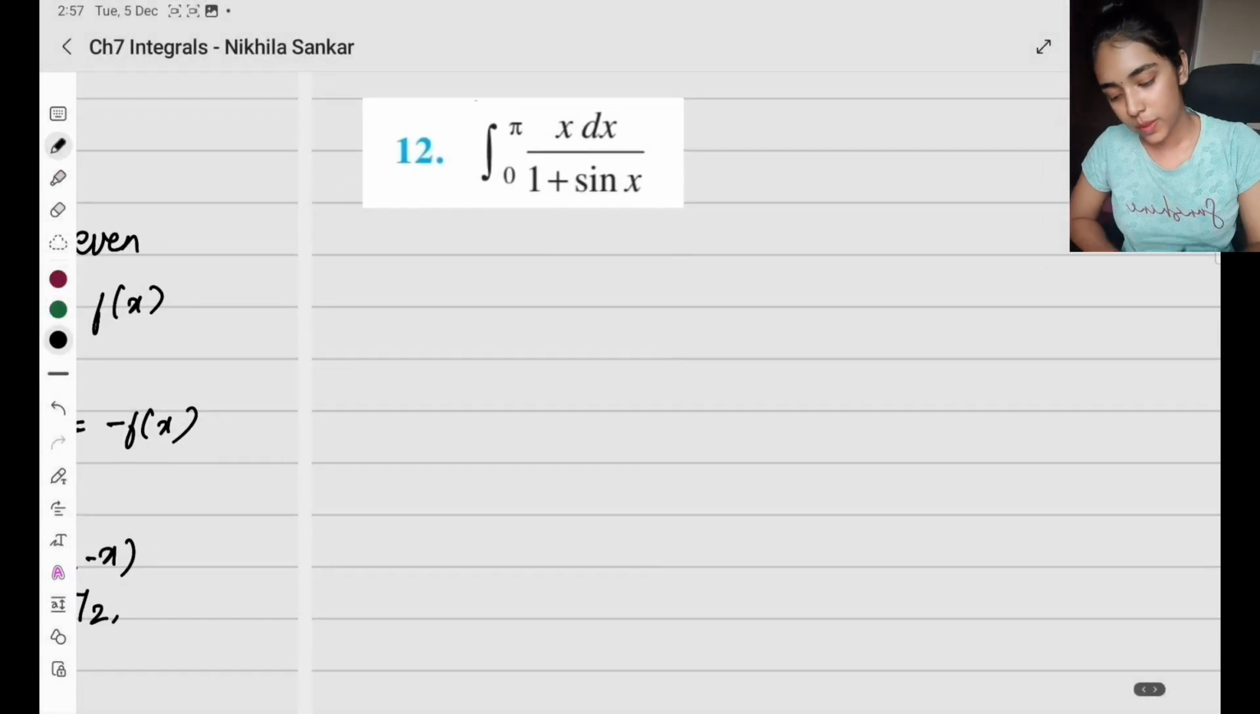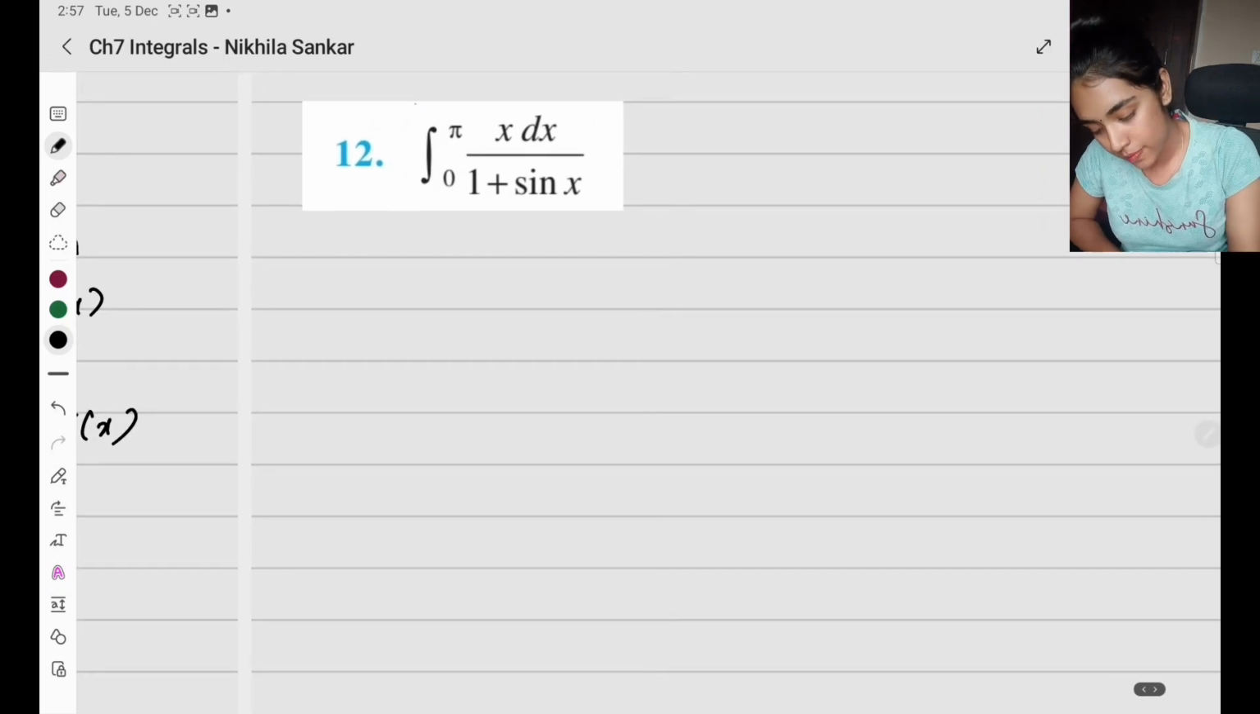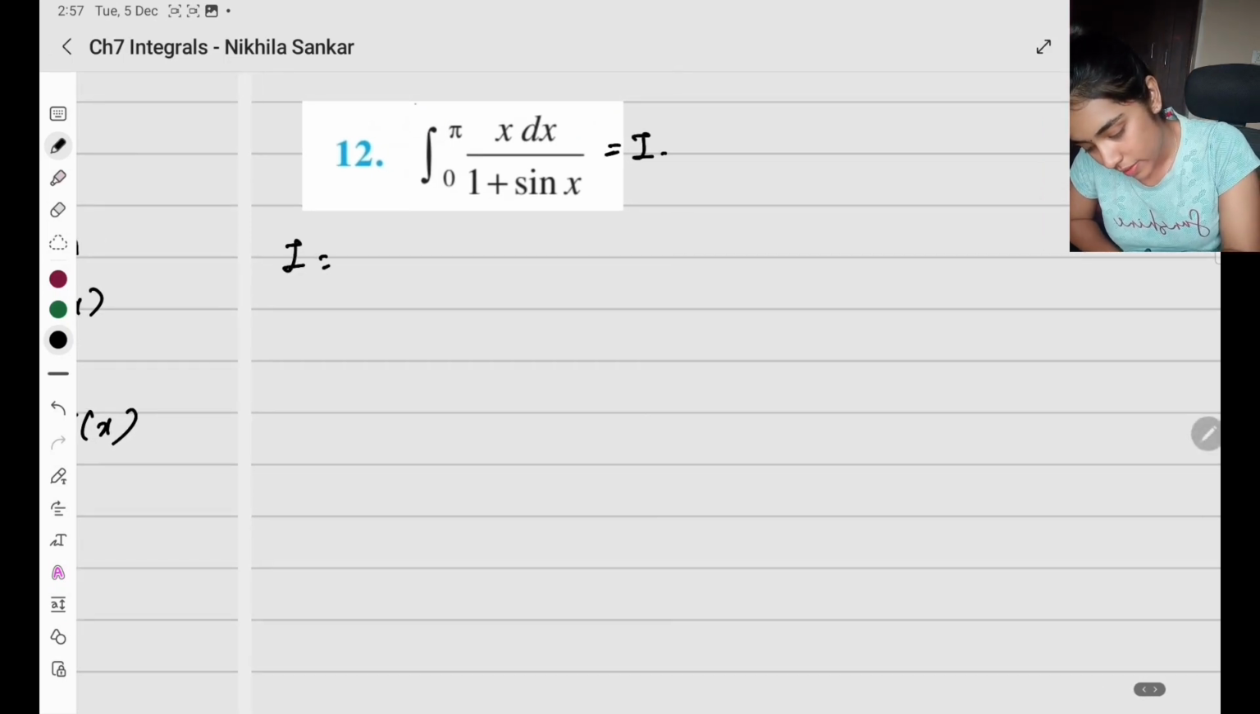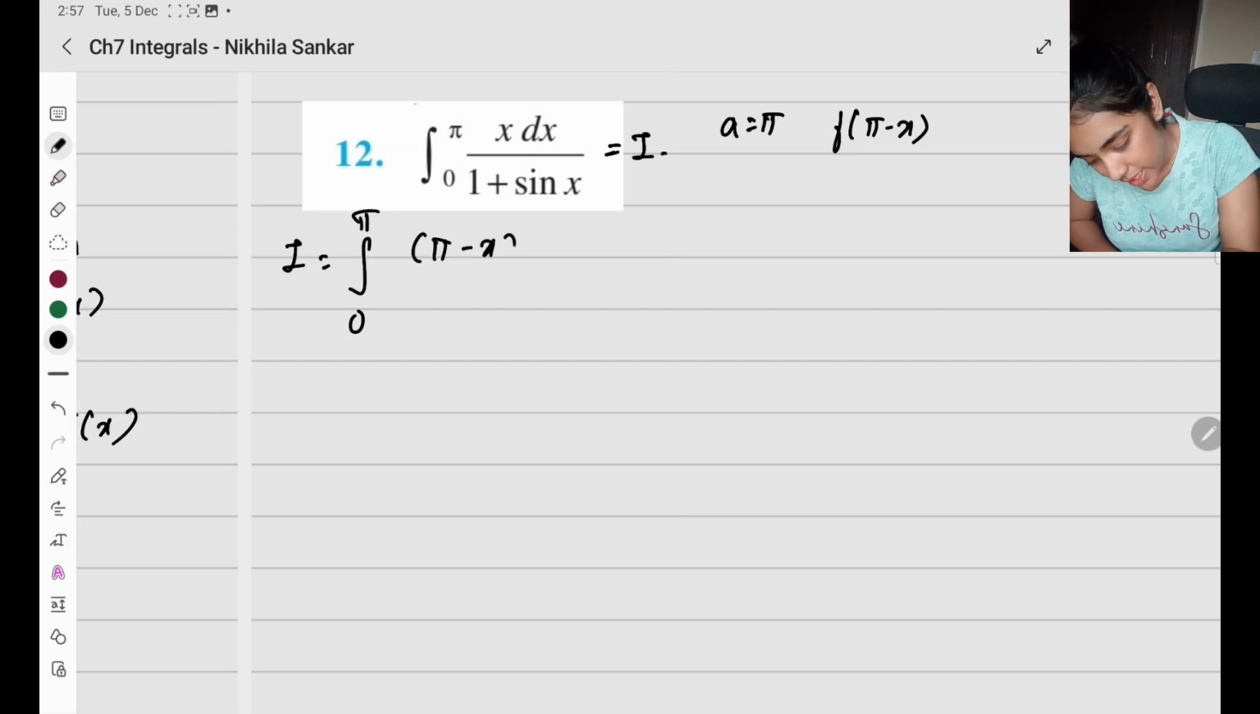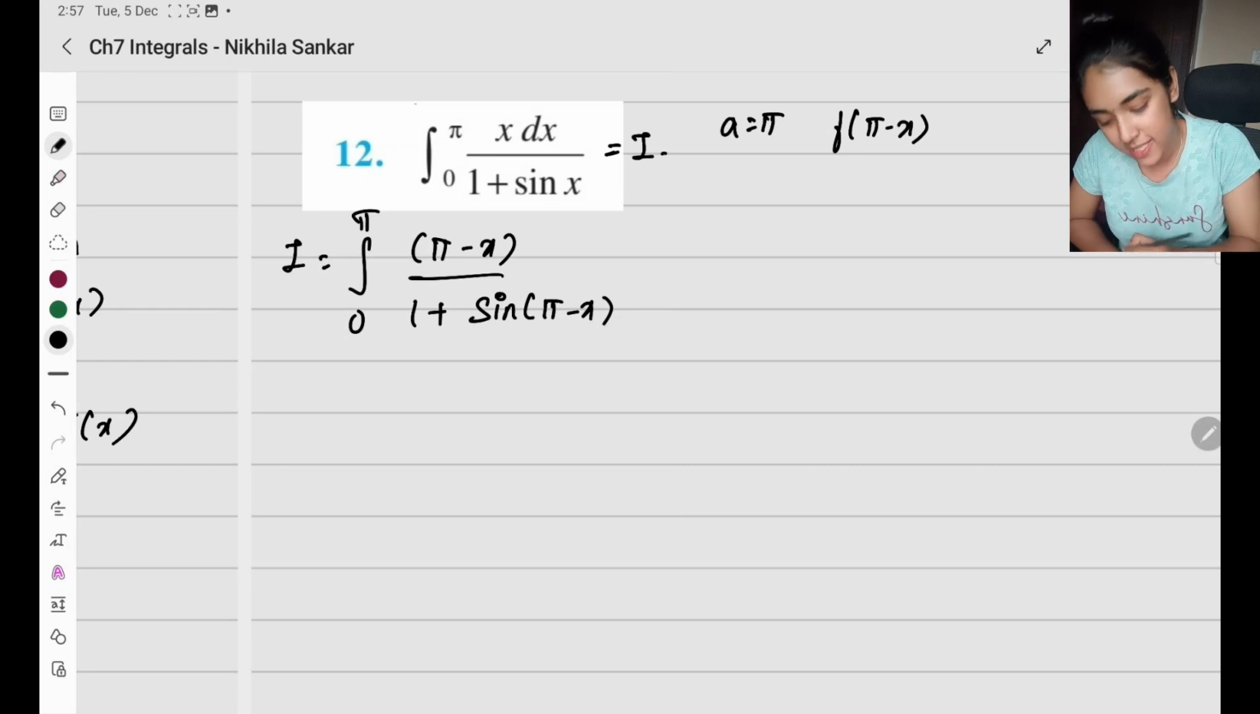Question number 12. Again, using property number 4, this is going to be my I. Now my I becomes 0 to pi, and a value is going to be pi. So f of pi minus x using property 4. So I have pi minus x divided by 1 plus sine of pi minus x.